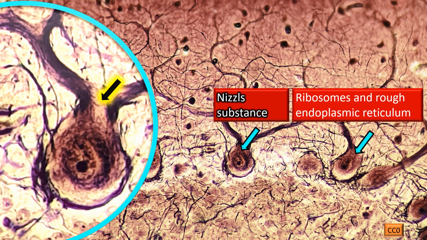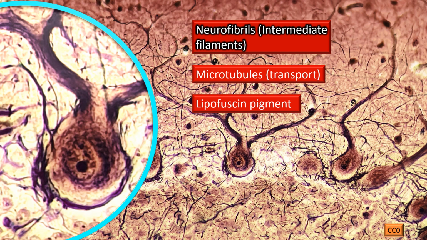Next, there are other items generally not seen in light microscopy but worthy of coverage in this discussion, namely the neurofibrils. They are the intermediate filaments which give rise to the shape and the size of the cell. There are microtubules which transport the material from the perikaryon to the axon and into the dendrites, and also vice versa back into the cell body. In addition, particularly in aging neurons, the lipofuscin pigment is also seen.